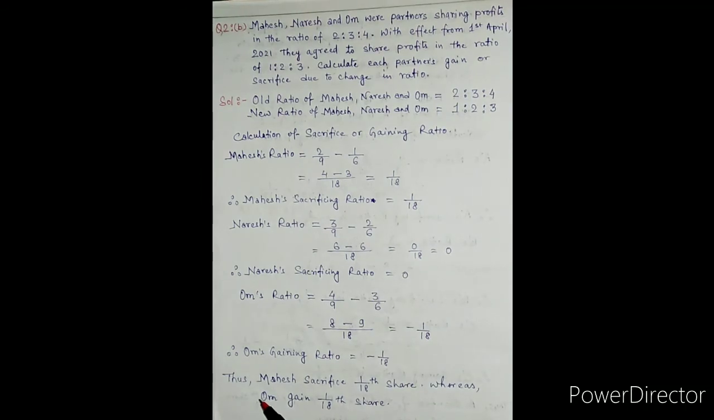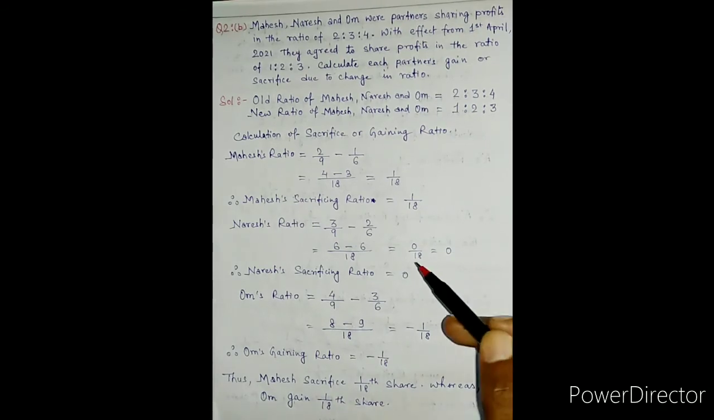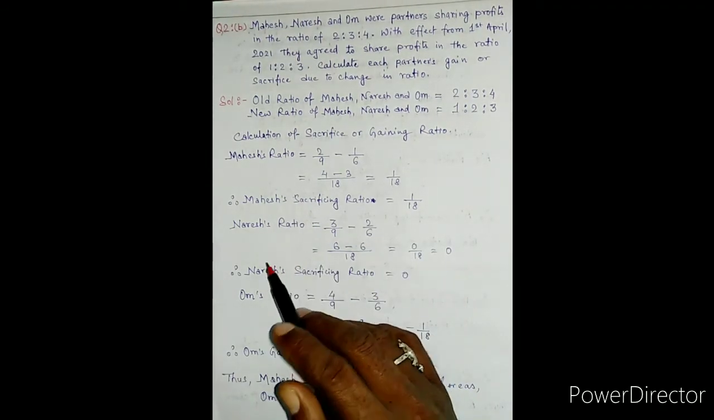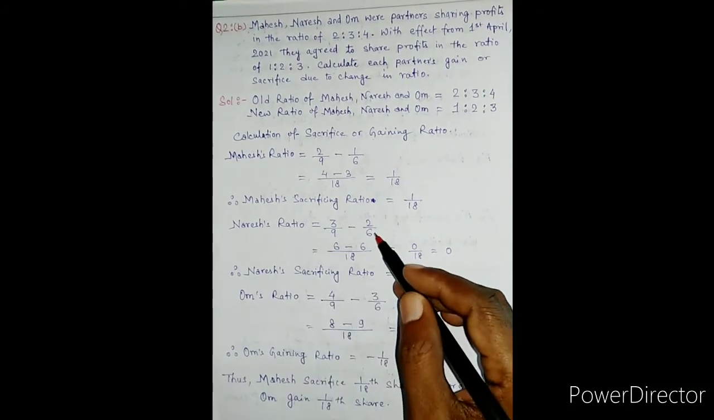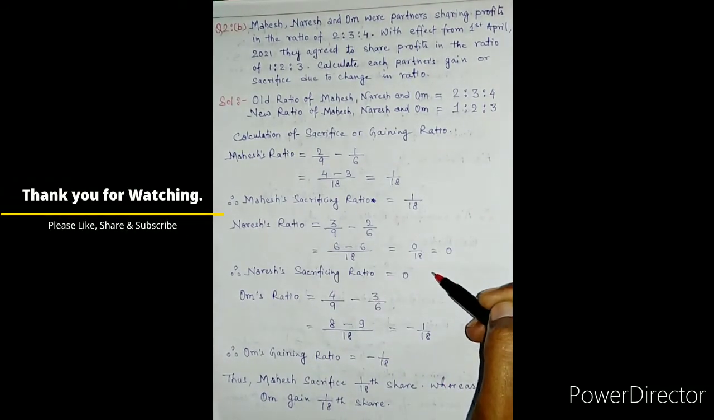So we can say that Mahesh sacrificed 1 by 18 share, whereas Om gained 1 by 18 share. Here we see that Naresh is neither sacrificing nor gaining.